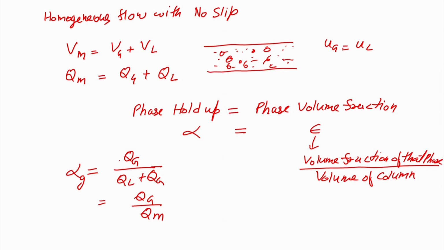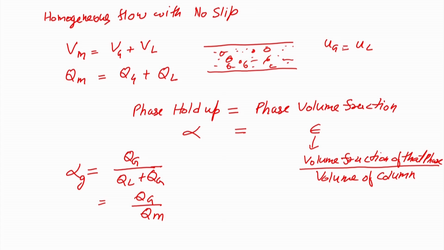If there is no slip, then what will happen? This is nothing but the volume of gas and this is the total volume. Okay, the time will be cancelled out, so you will get that epsilon. So if there is no slip, alpha will be equal to epsilon. It means they will be distributed exactly the same way as they are coming in.